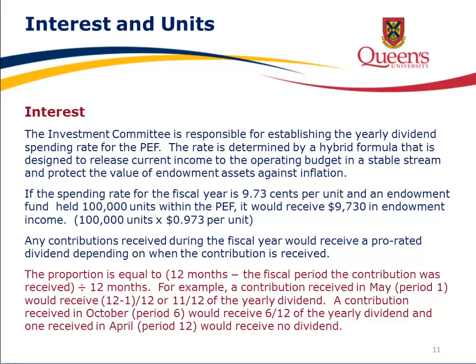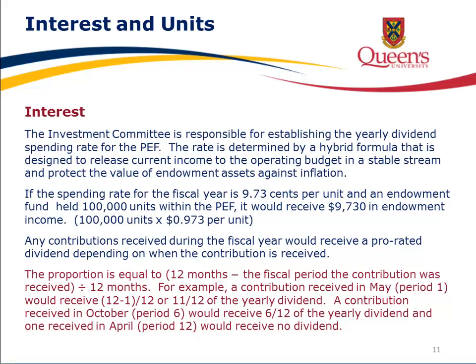If the spending rate for the fiscal year is 9.73 cents per unit, and an endowment fund held 100,000 units within the PEF, it would receive $9,730 in endowment income. That is 100,000 units at 0.0973 dollars per unit.